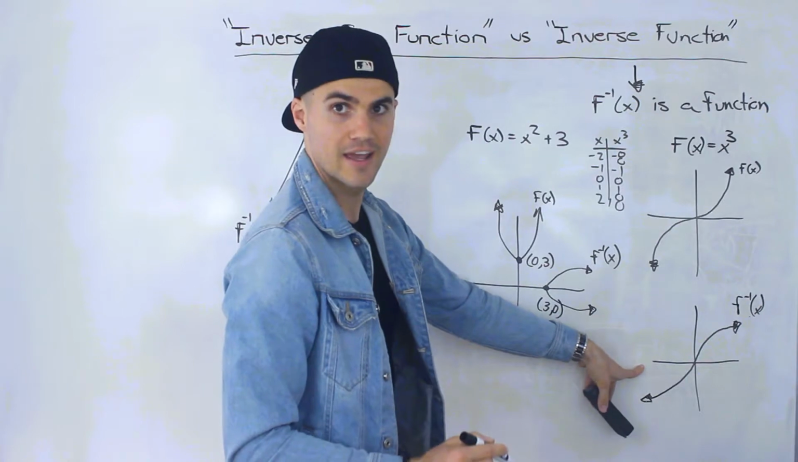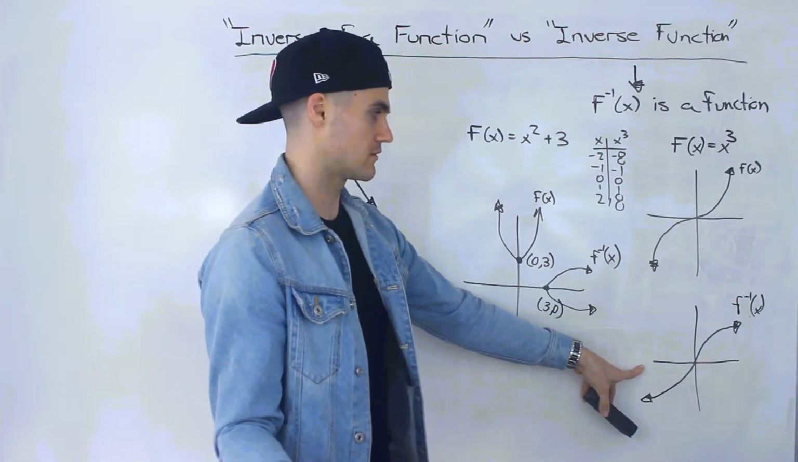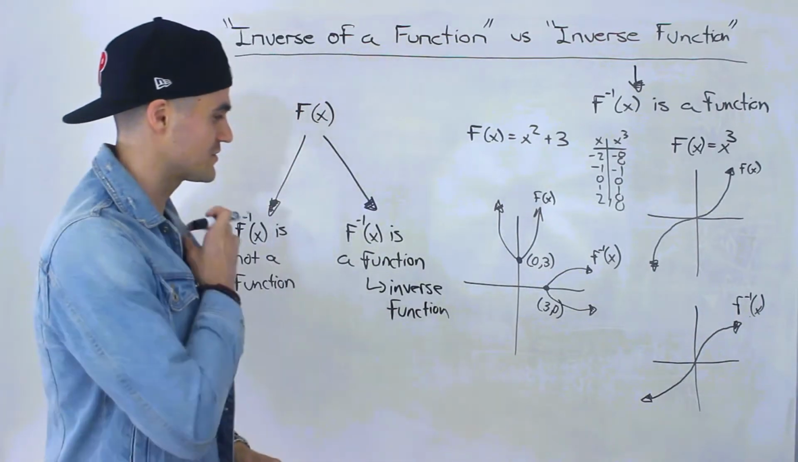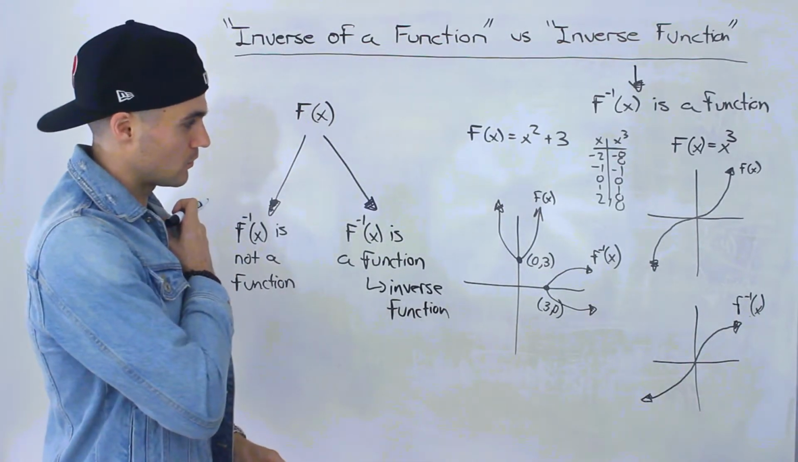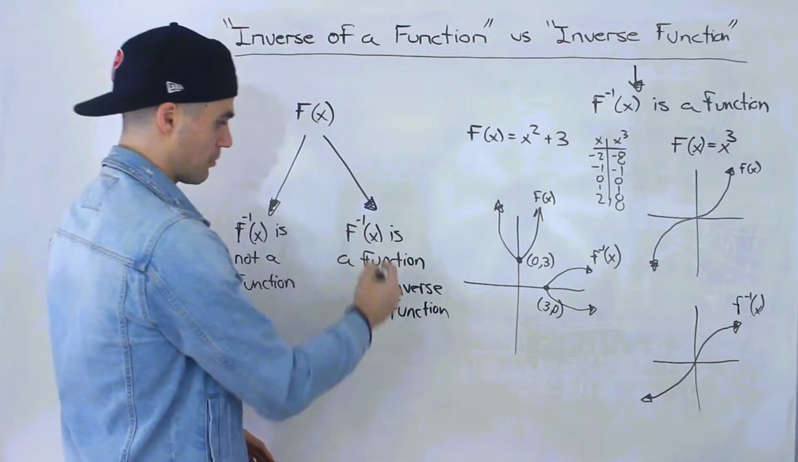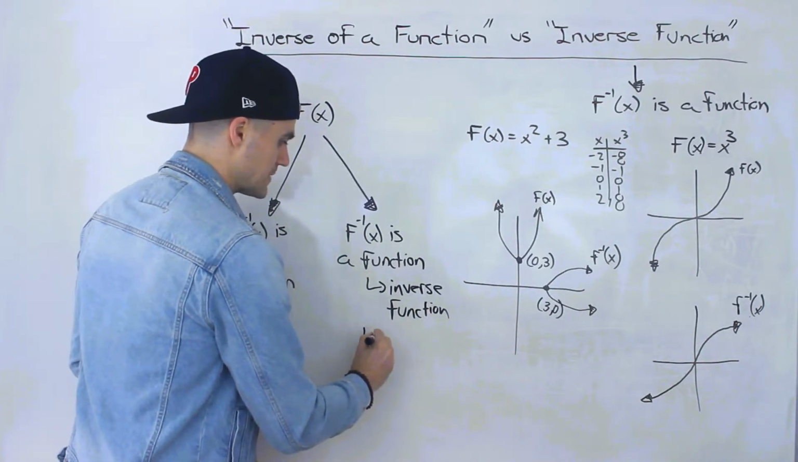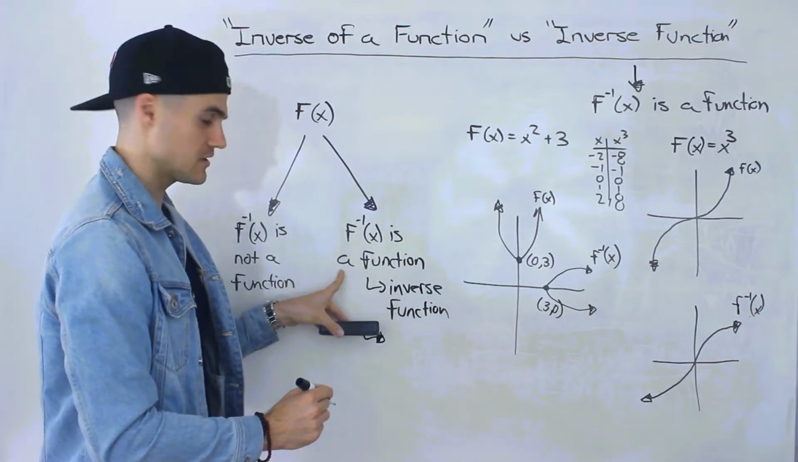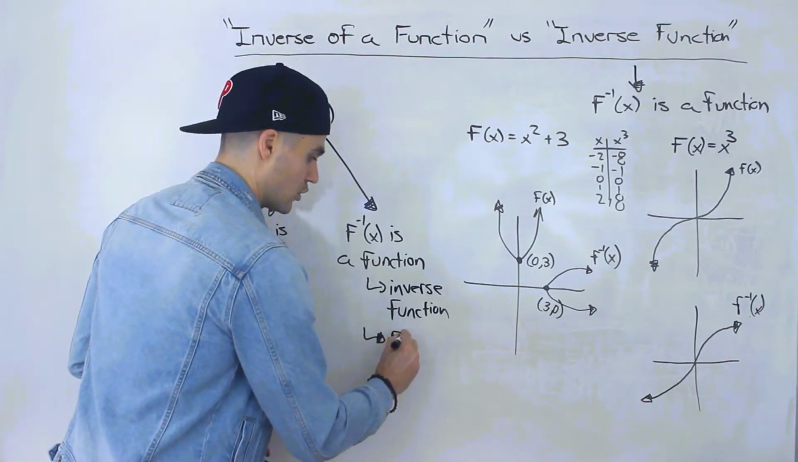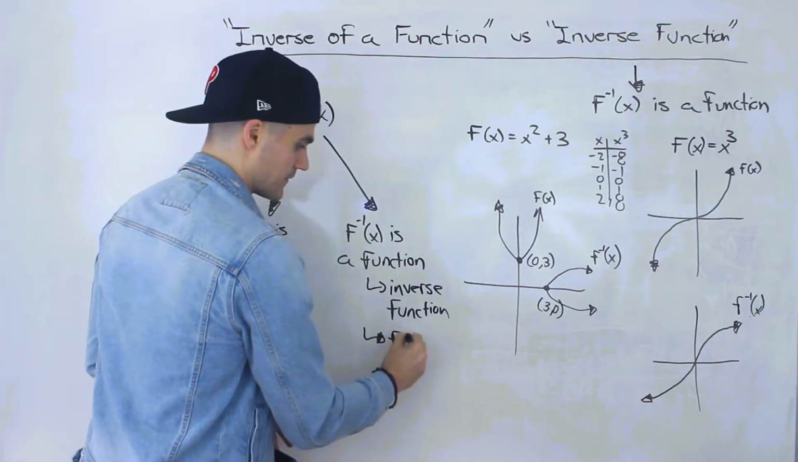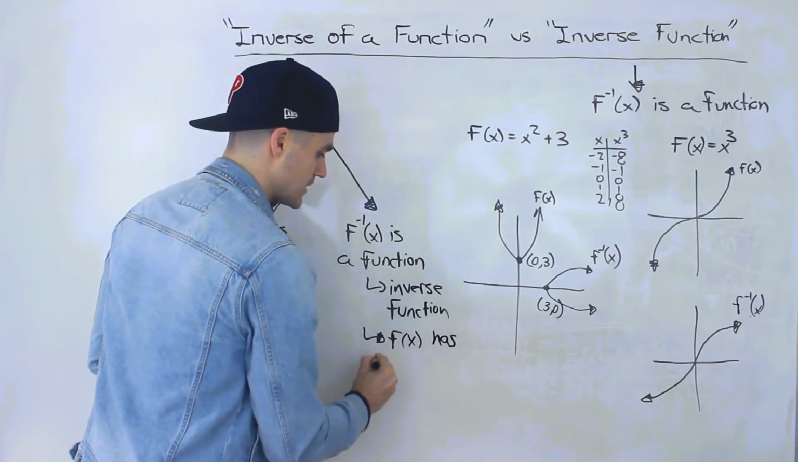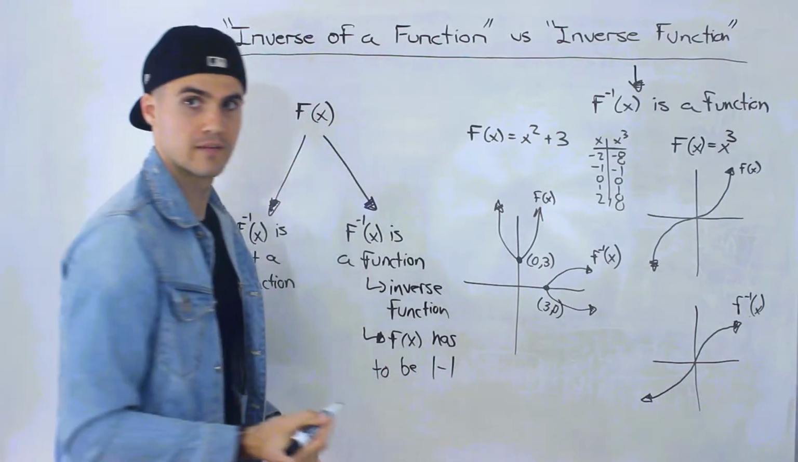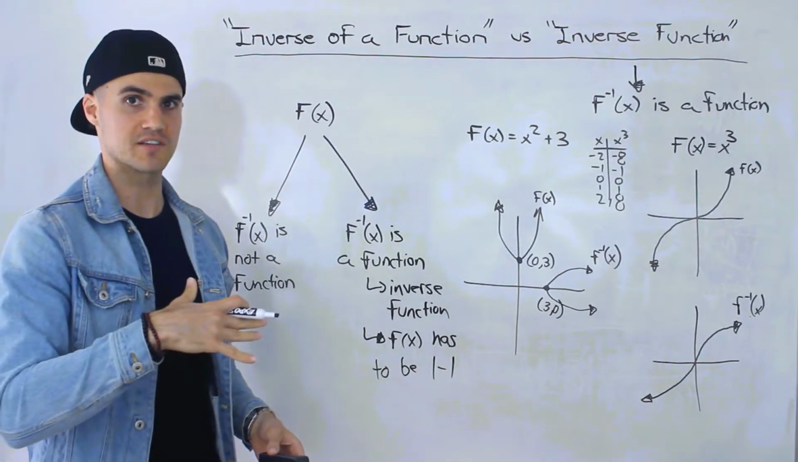And so this here is an inverse function, because the inverse is a function. Okay, hopefully you're not getting too confused about the wording there. Now, here's why this is important: in order for the inverse to be a function, the original function f of x has to be one-to-one. And that's where that one-to-one concept comes in.